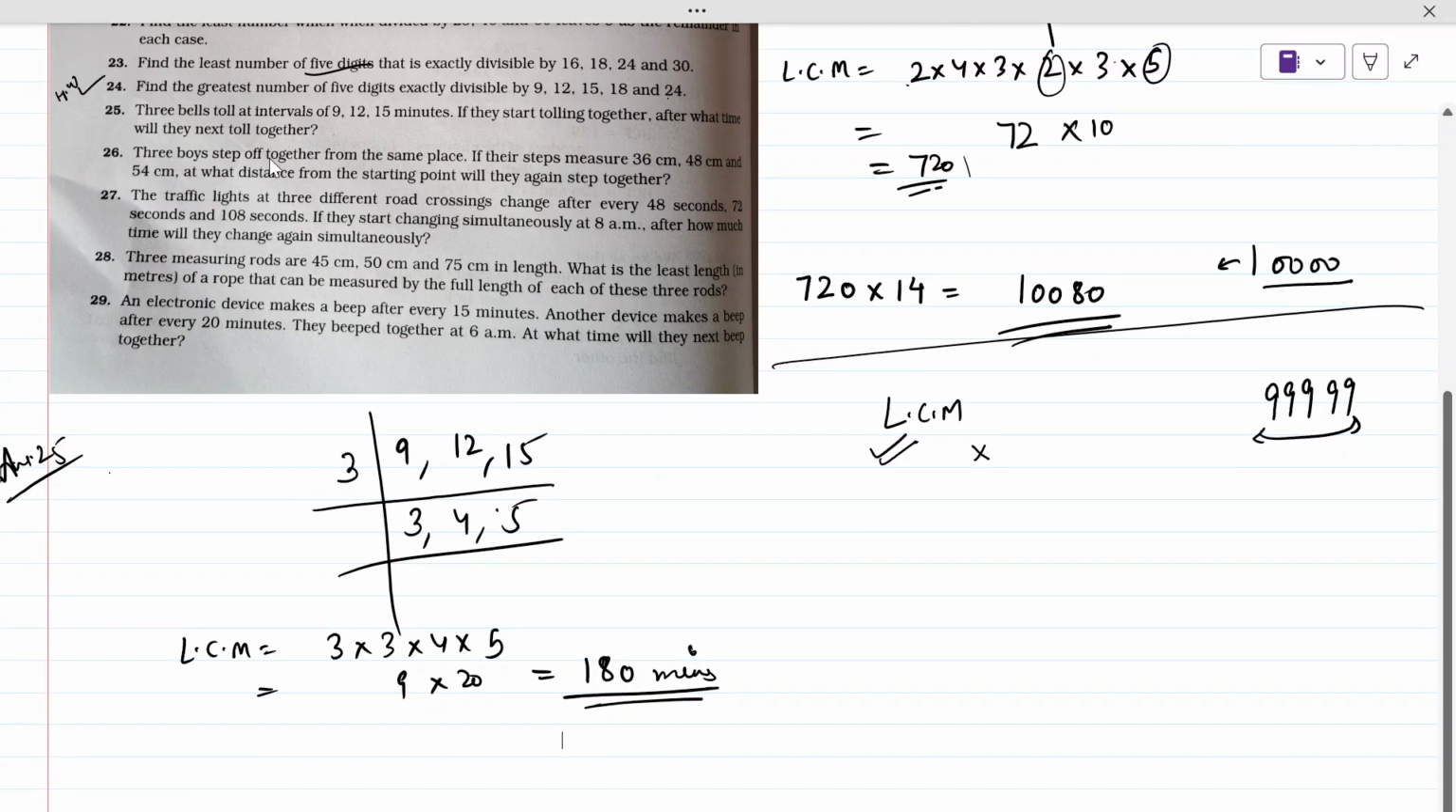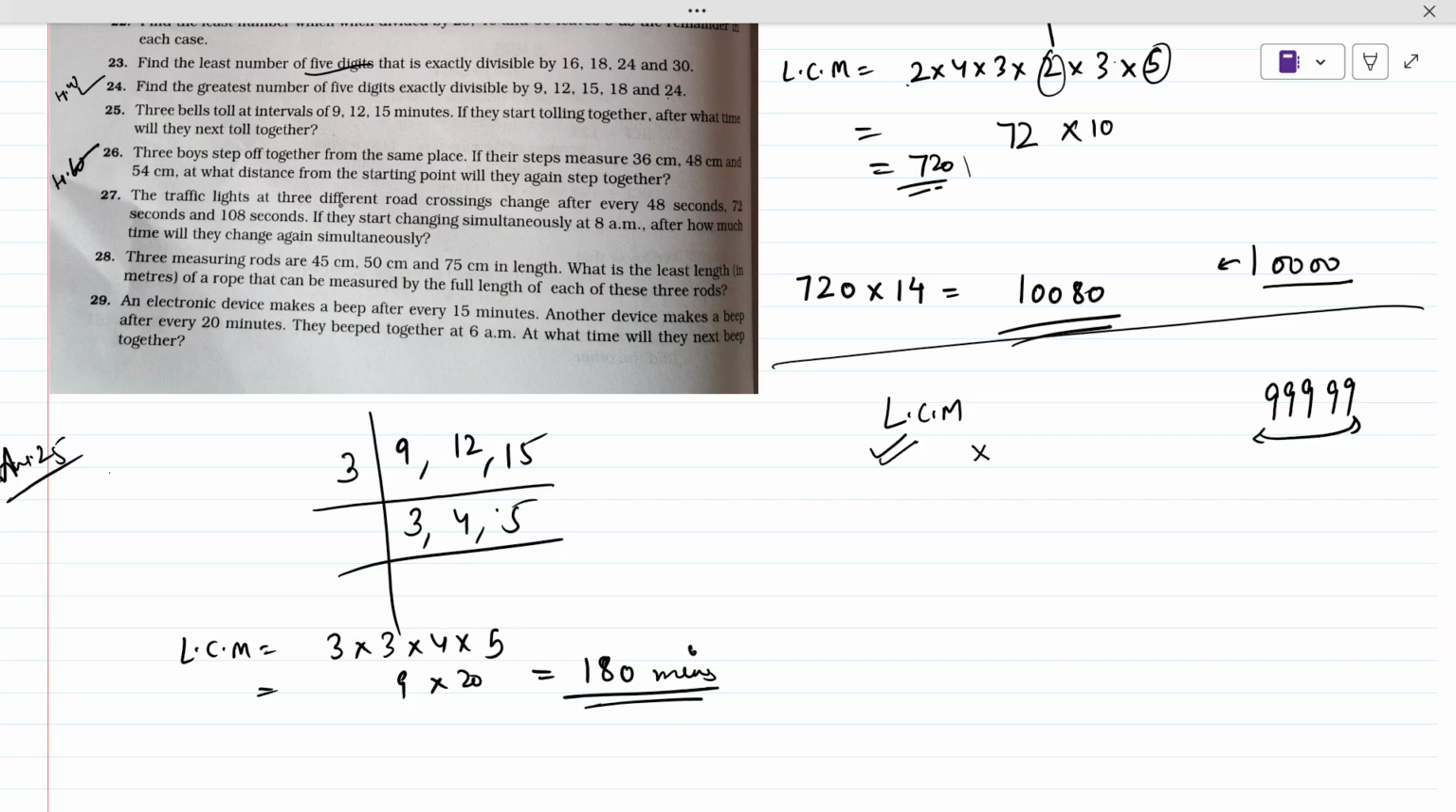Next, 3 boys step off together from the same place. If their step measure is 36 centimeter, 48 centimeter, and 54 centimeter, at what distance from the starting point will they again step together? This is very much similar to what we have done just now. You have to find their least common multiple. Most of the questions are the same, kids.